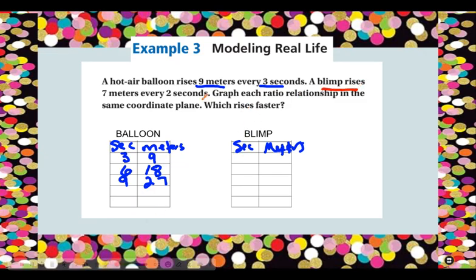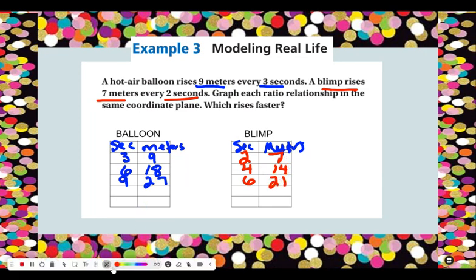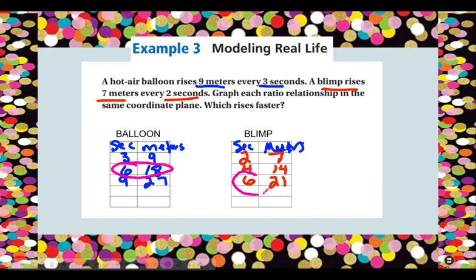Okay, so now let's try the blimp. What do we know about the blimp? It rises 7 meters every 2 seconds. So for every 2 seconds, it rises 7 meters. So 2 times 2 is 4, 2 times 3 is 6. 7 times 2 is 14, 7 times 3 is 21. So by looking at these numbers, I see where a 6 is on the x-axis for both. So the balloon in 6 seconds goes 18 meters. The blimp in 6 seconds goes 21 meters. So you can see that the blimp rises faster.